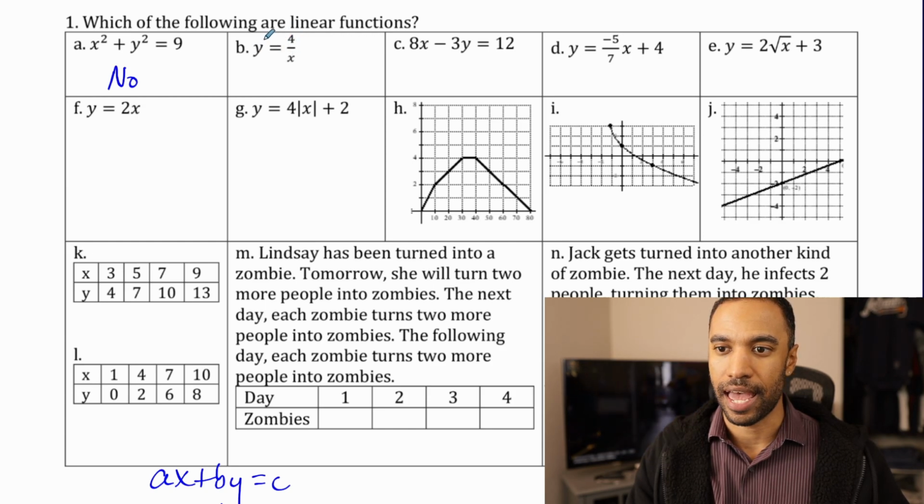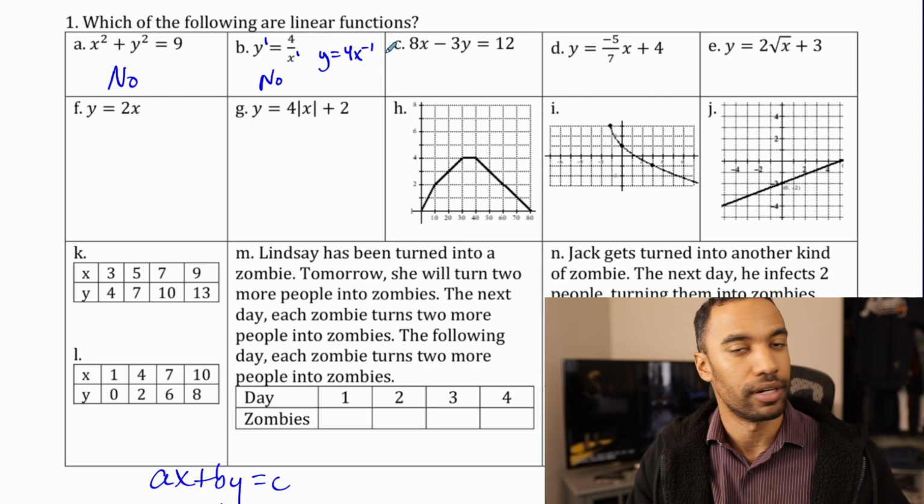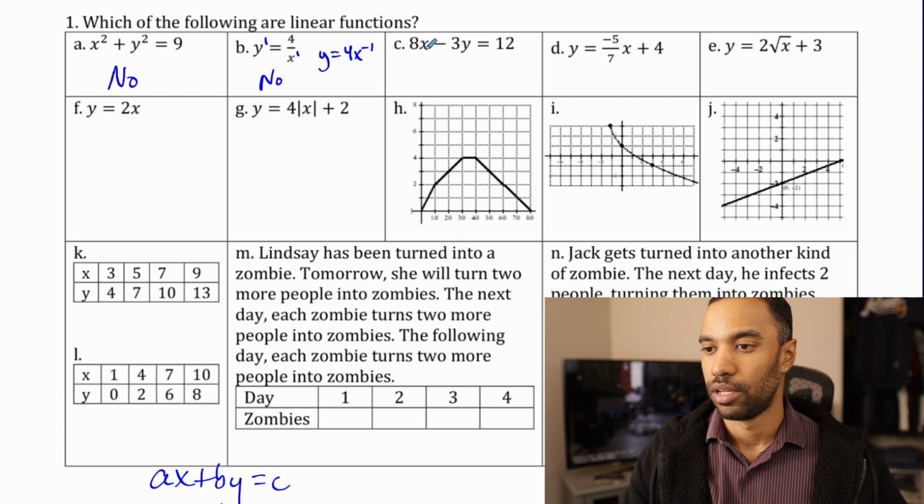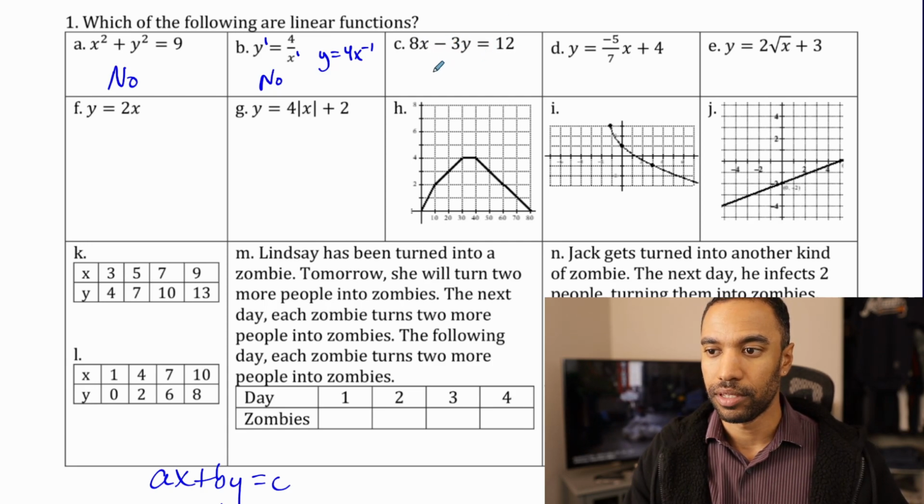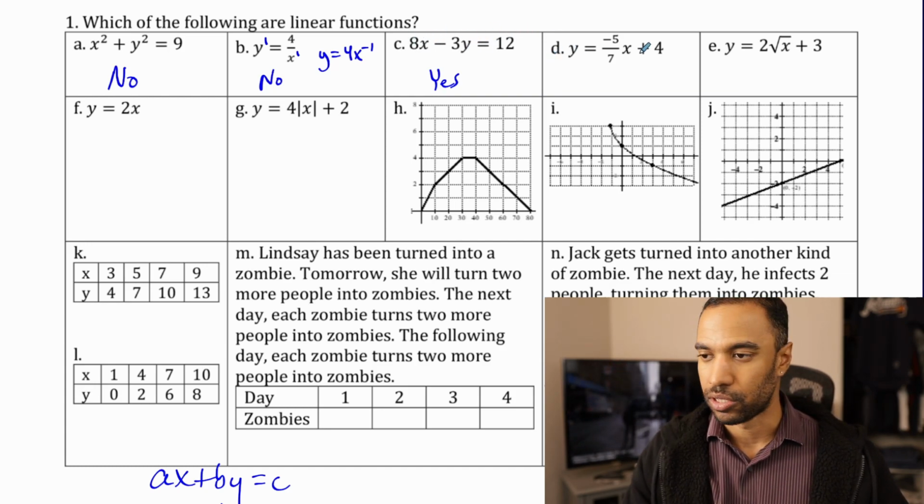y equals 4 over x. Although this x may be to the first power, it is in the denominator. No, this would also be y equals 4x to the negative first power, not a positive 1 there. This is called a rational function. 8x minus 3y equals 12. Yes, this is linear. This is actually even in standard form, ax plus by equals c. Straight up, makes a line.